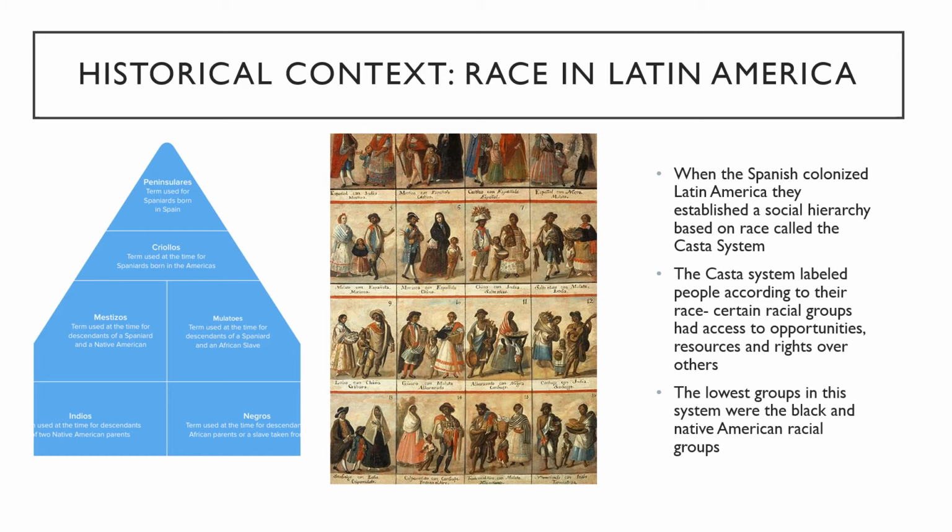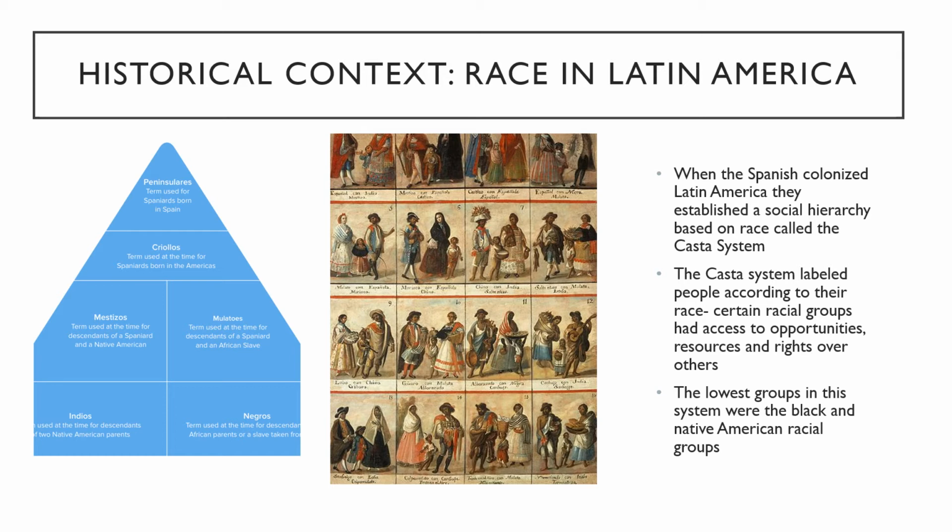The casta system labeled people according to race. Certain racial groups had access to opportunities and resources and rights over other groups. So the Spanish come in and establish a system based on how purely Spanish they are or they are not. And so they establish a system. You'll see the picture on the left that's kind of pyramid shaped. The top of that pyramid are Spanish people born in Spain. And so they were the top of their system.